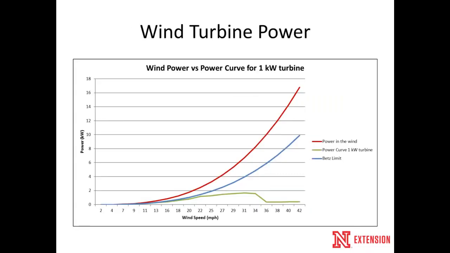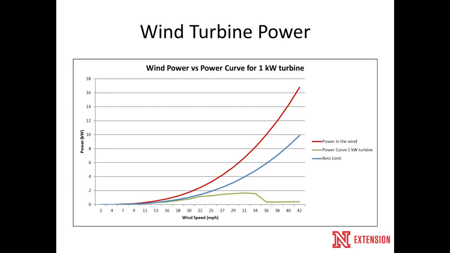If I graph all these things together, the red in this case is the power of the wind. That's the absolute maximum of what's available to me in the wind, that 100%. The Betz limit, 59%: the best I could ever do to capture is 59.3%. And finally, I've got the power curve of a little 1K turbine that shows what it can do. So that's kind of what's reality.